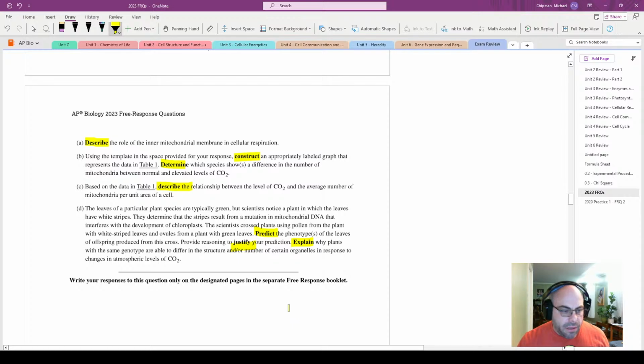Do we have to do this in pen? Great question. Yes, you do. You do have to do it in pen. Why do you have to do it in pen? So this is another good question. Because the tests are scanned.